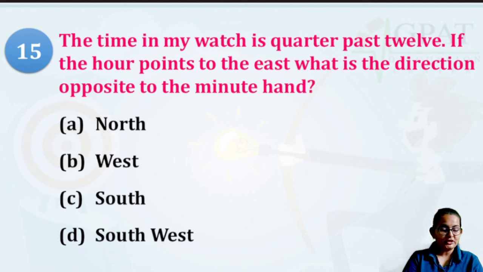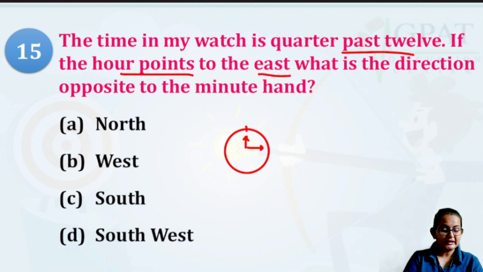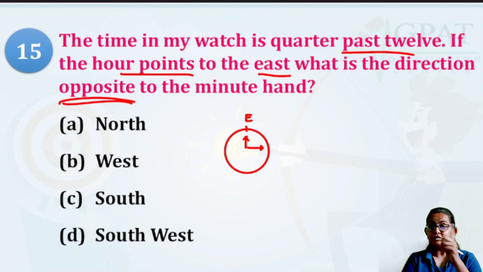The time in my watch is 12:15. Okay, so let us draw. The watch is 12:15, so the hour hand would be on 12 and the minute hand would be on 15. The hour hand points to the east. So they are telling us this hour hand is pointing towards the east. So what is the direction opposite to the minute hand?